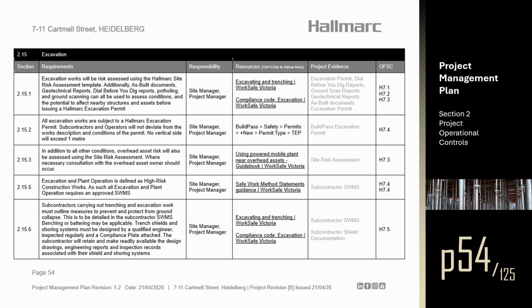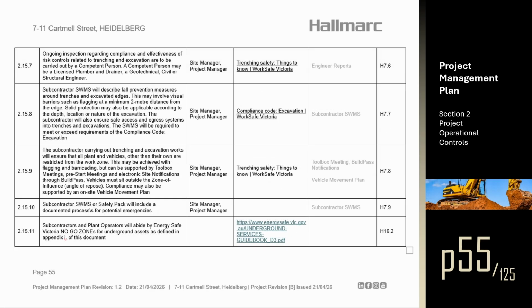Trench shields and shoring systems must be designed by a qualified engineer, inspected regularly, and have a compliance plate attached. The subcontractor will retain and make readily available the design drawings, engineering reports, and inspection records associated with their shield and shoring systems. Section 2.15.7. Ongoing inspection regarding compliance and effectiveness of risk controls related to trenching and excavation are to be carried out by a competent person. A competent person may be a licensed plumber and drainer, or a geotechnical, civil, or structural engineer.